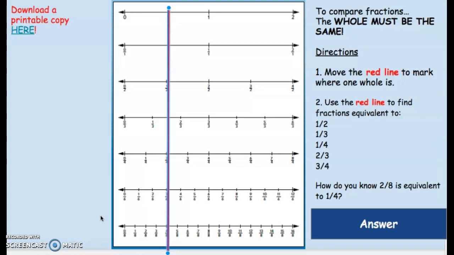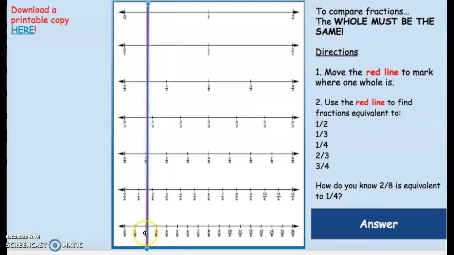Using your straight edge, I want you to try to find equivalent fractions for 1/3, 1/4, 2/3, and 3/4. Pause your video to give yourself some time to do that now. If you haven't paused, make sure you do so. Okay. How do you know that 2/8 is equivalent to 1/4? That's right, they're the same distance. We have to move the same amount away from 0.